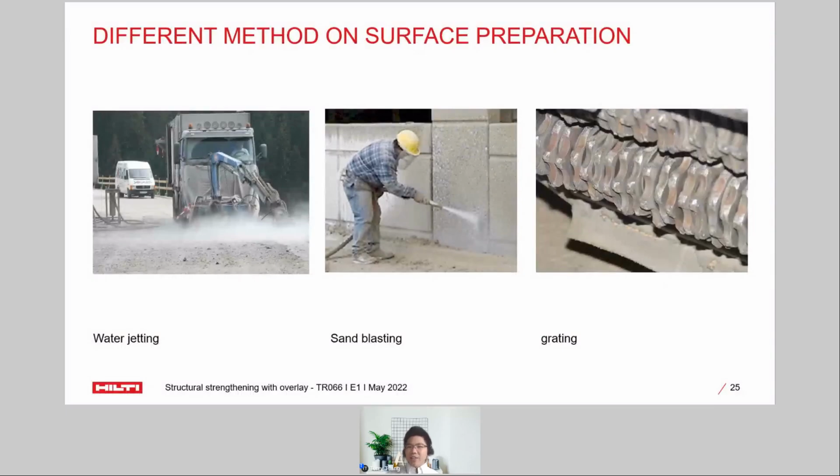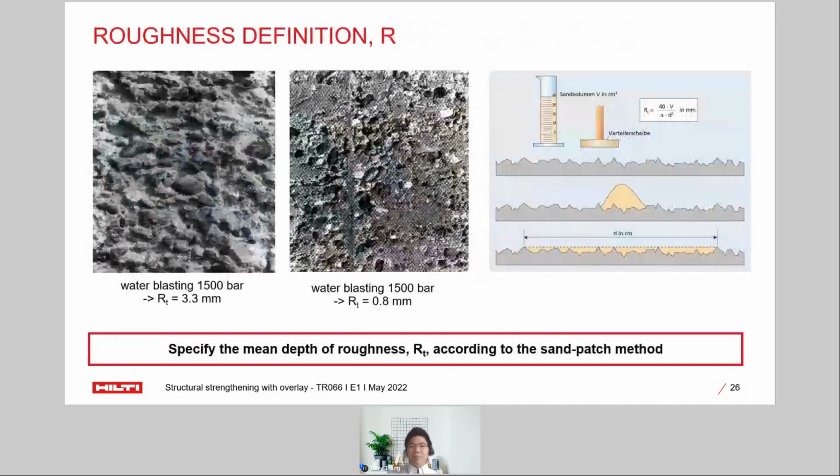So it requires a very careful preparation of the surface before the new concrete is poured. There are different methods commonly used, and depending on the method used, we will achieve different roughness or different depth. You can use, let's say, high pressure water jetting, sandblasting, or grating. But the method is important, and more importantly is the execution.